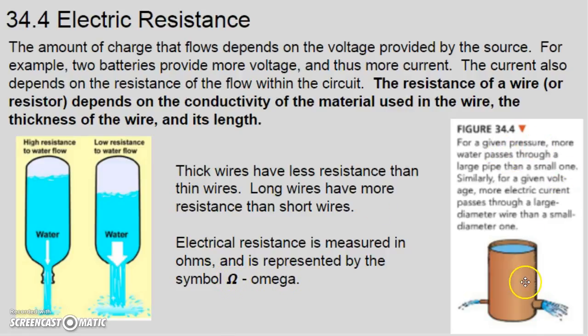So for this case here, for a given pressure, more water passes through a large pipe than a small one. So we're really talking about more electric current passing through a large diameter wire than a small diameter one. So in this case here, more water coming out, more current. Less water passing out, less current.